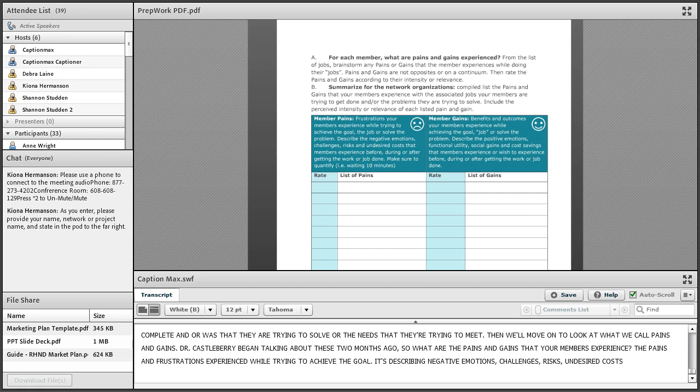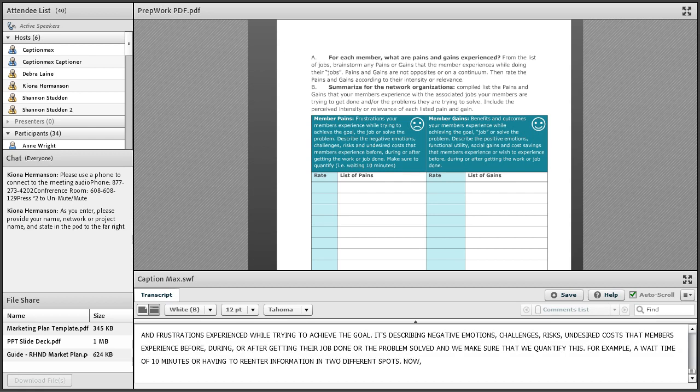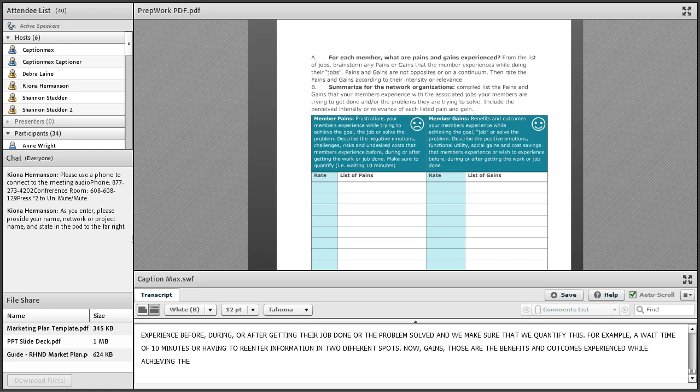The pains are frustrations experienced while trying to achieve the goal, the job, or solve the problem. It's describing negative emotions, challenges, risks, and undesired costs that members experience before, during, or after getting their job done or the problem solved. And we need to make sure that we quantify this. For example, a wait time of 10 minutes or having to re-enter information in 2 different spots.